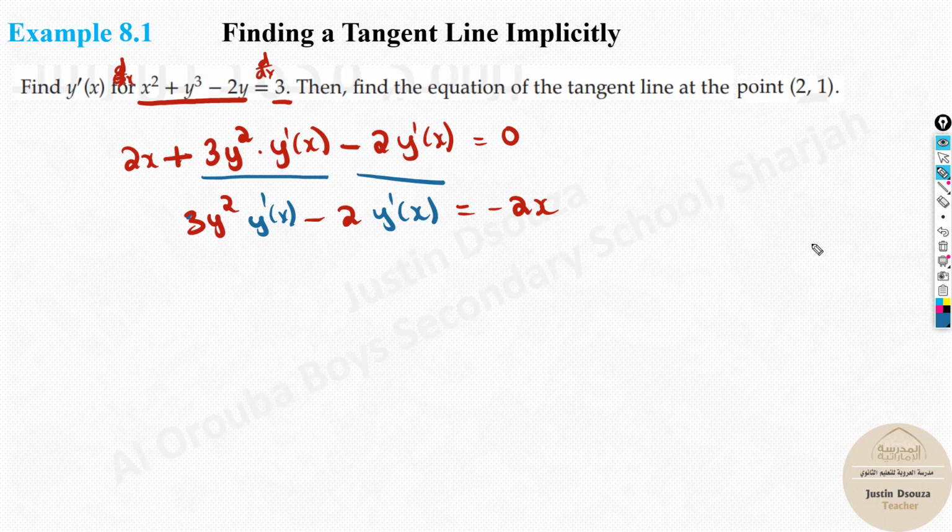Now what next? This y dash, very crucial term. I take it out common, y dash of x. Once I remove that, what is remaining? The remaining parts are 3y squared minus 2. That is equal to minus 2x. It's very simple. If you know the distributive property, you know that when I multiply this inside, because there is a minus here, this will be multiplied to both the terms. It will be 3y squared into y dash and 2 into y dash. It's just that now I know there are two common terms, I remove it out.